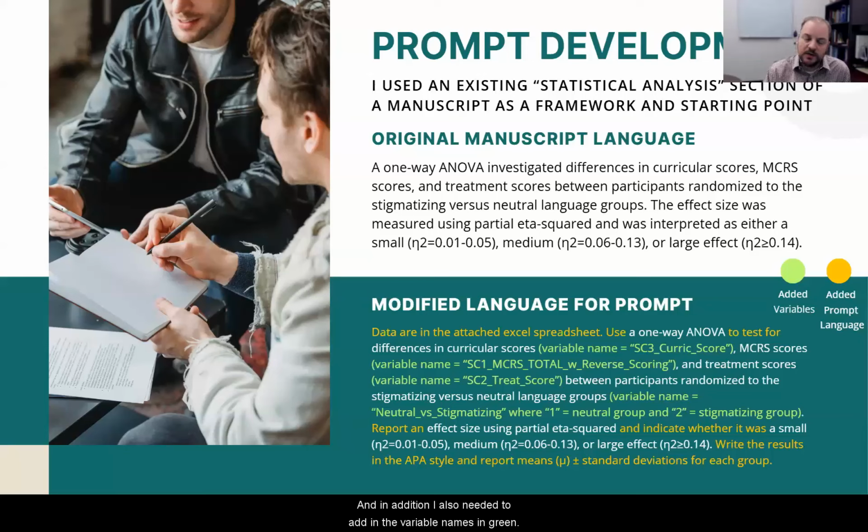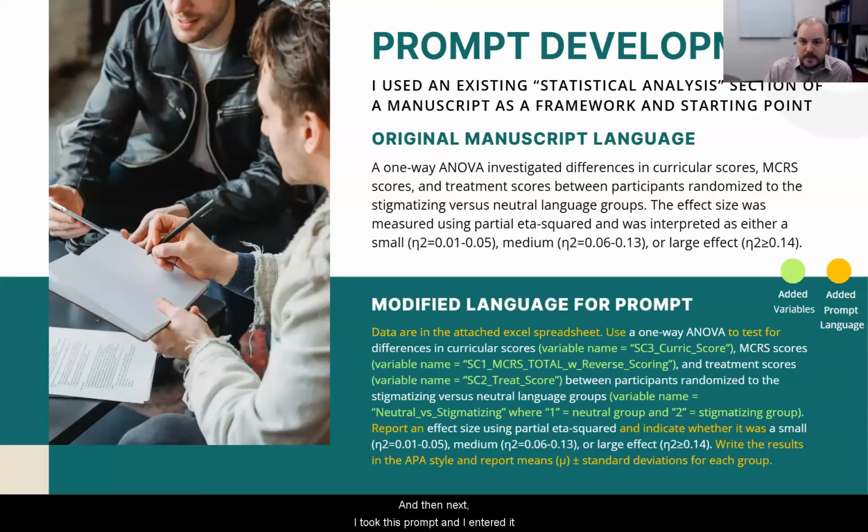And in addition, I also needed to add in the variable names in green. And as needed, I provided some explanations. So you see that it says variable name equals neutral versus stigmatizing, where 1 is the neutral group and 2 is the stigmatizing group. So when applicable, I went ahead and explained what the variables represented and what those coded values represented. So it really wasn't too terribly hard to generate this prompt. Just took a little bit of massaging with the addition of prompt language and the variables themselves.